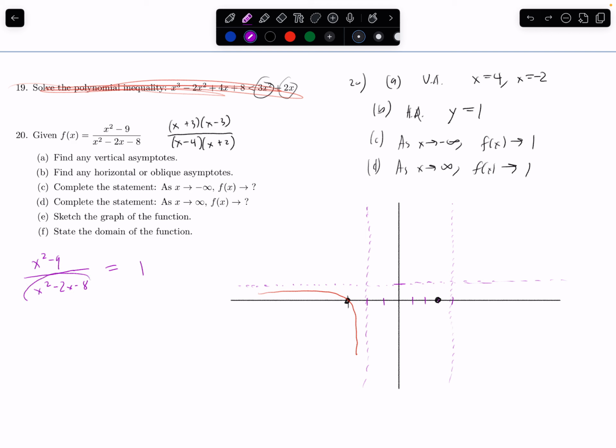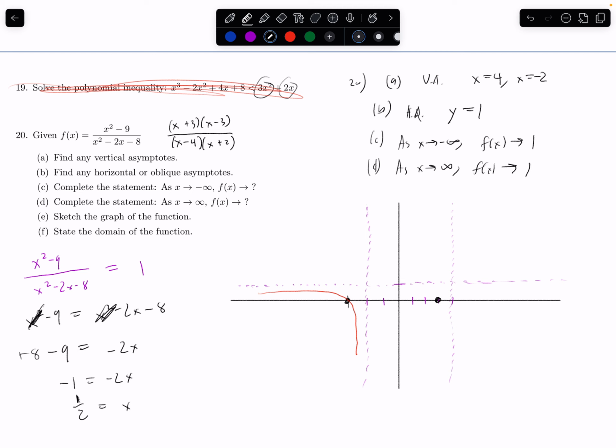How do I solve this? Multiply both sides by the denominator, which gives me x squared minus 9 is equal to x squared minus 2x minus 8. Next, the x squareds cancel each other out. So I have minus 9 is equal to negative 2x minus 8. Then add 8 to both sides. I get negative 1 is equal to negative 2x. And so x is equal to, divided by negative 2, 1/2. So what that tells me is that when x is 1/2, then I'm at 1.